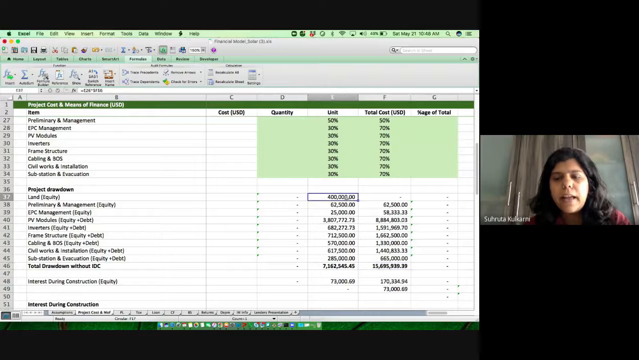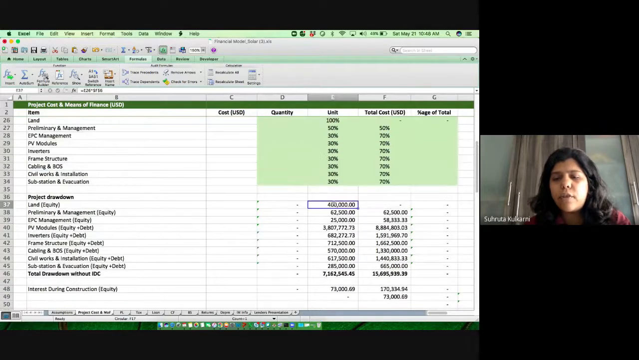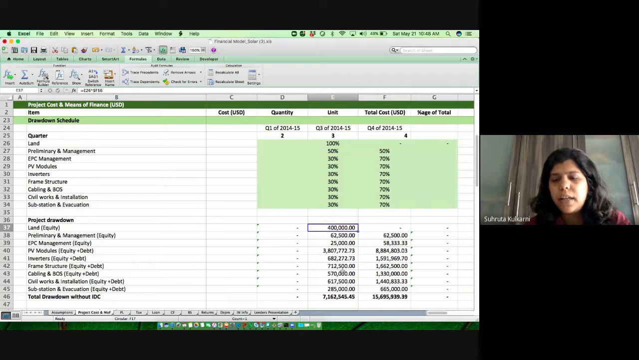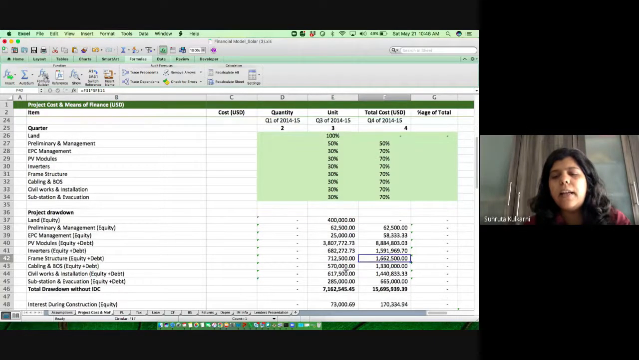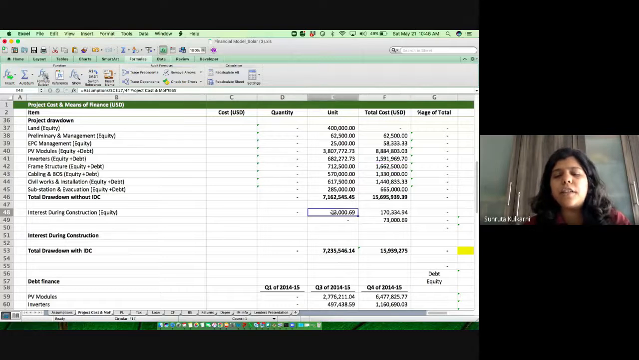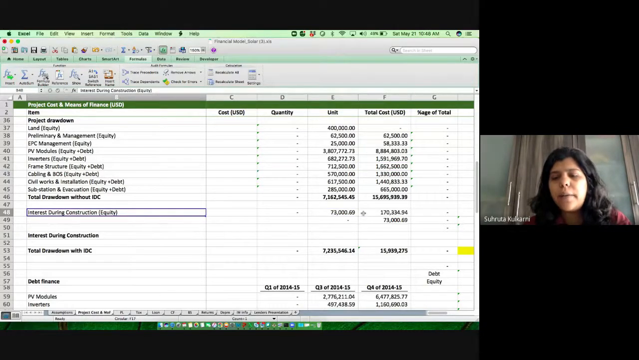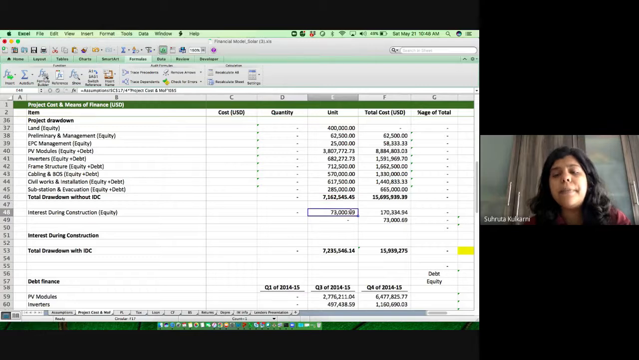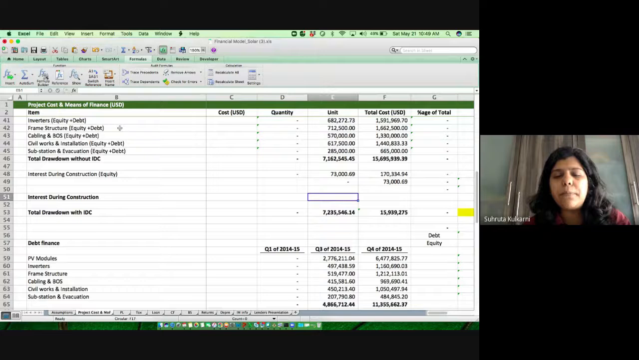Okay. And then, this is as per my total cost into 30% coming here, into 70% coming here. Based upon that, my interest during construction starts kicking in. So here, if you see, my interest is only 73,000 because I'm not drawing down everything in the first quarter. If I would have done that in the first quarter, my interest would have been this plus this, starting from the first quarter, which means that I'm paying additional interest for one full quarter needlessly, right? Just because I haven't planned my finances well. So this is how the project cost and means of finance worked out.